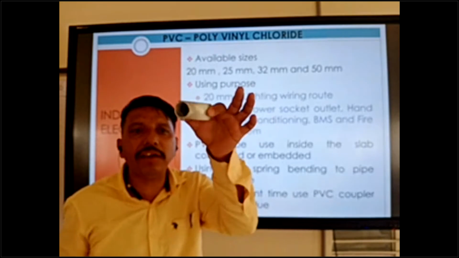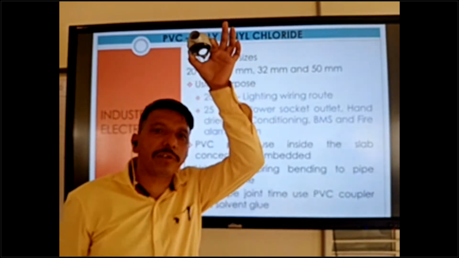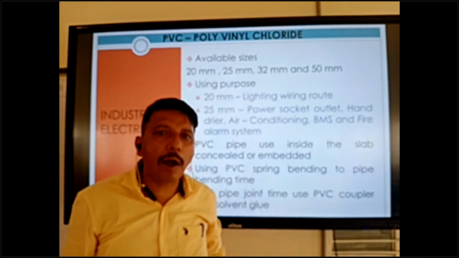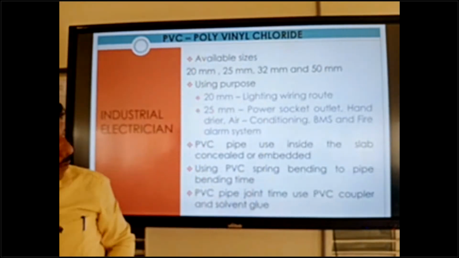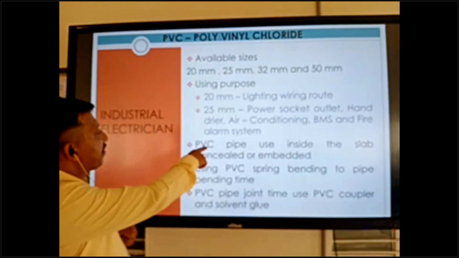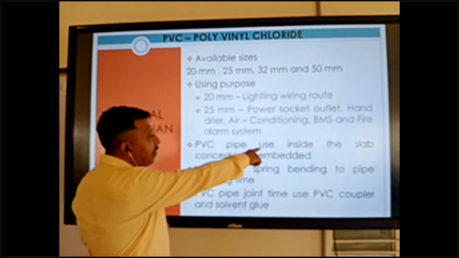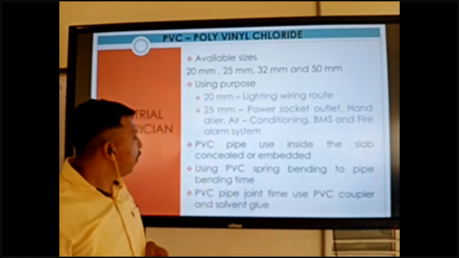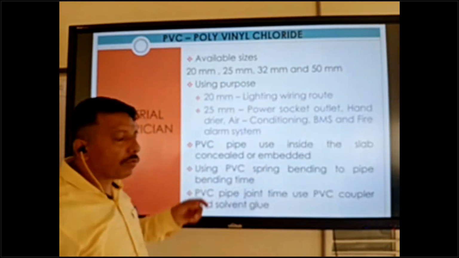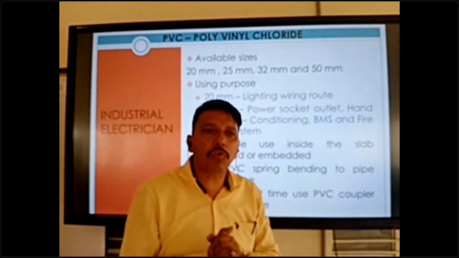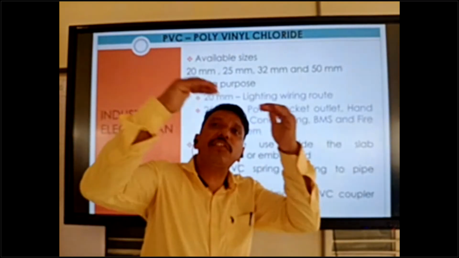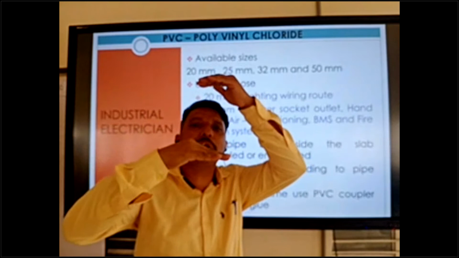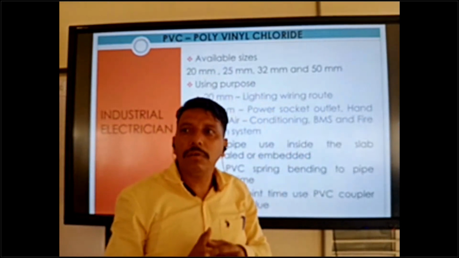PVC type is concealed inside the slab, and GI is outside. GI is open. So PVC pipe we can use inside the slab, concealed or embedded. Sometimes we can use it open also, if a ceiling is coming in the building, then we can use it in the open also.